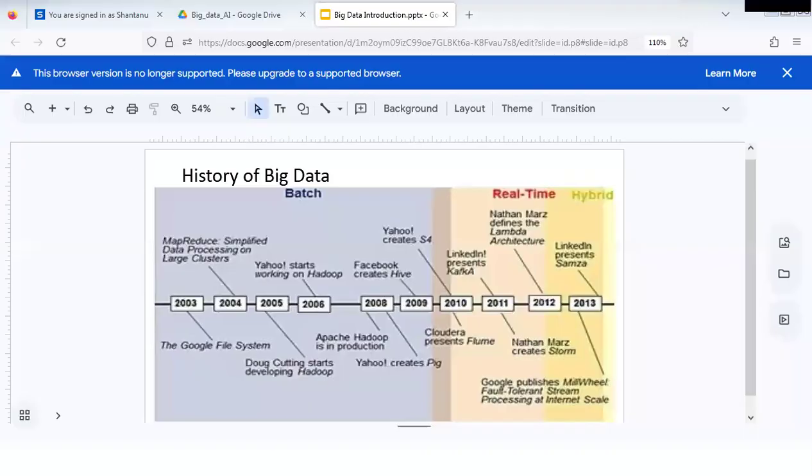So we'll be seeing the history of infrastructure of big data also, maybe in another session. Okay. So this is about the softwares of big data.